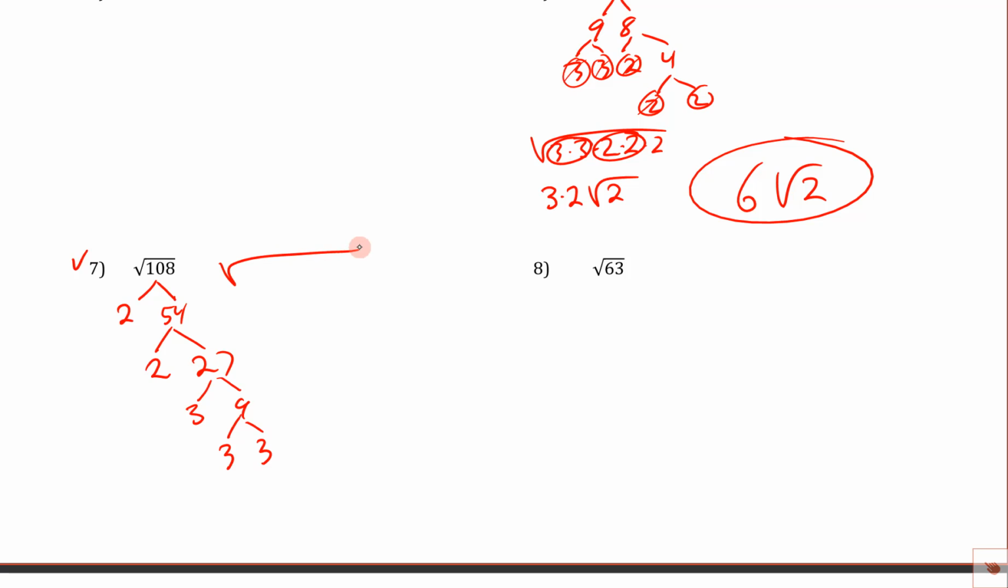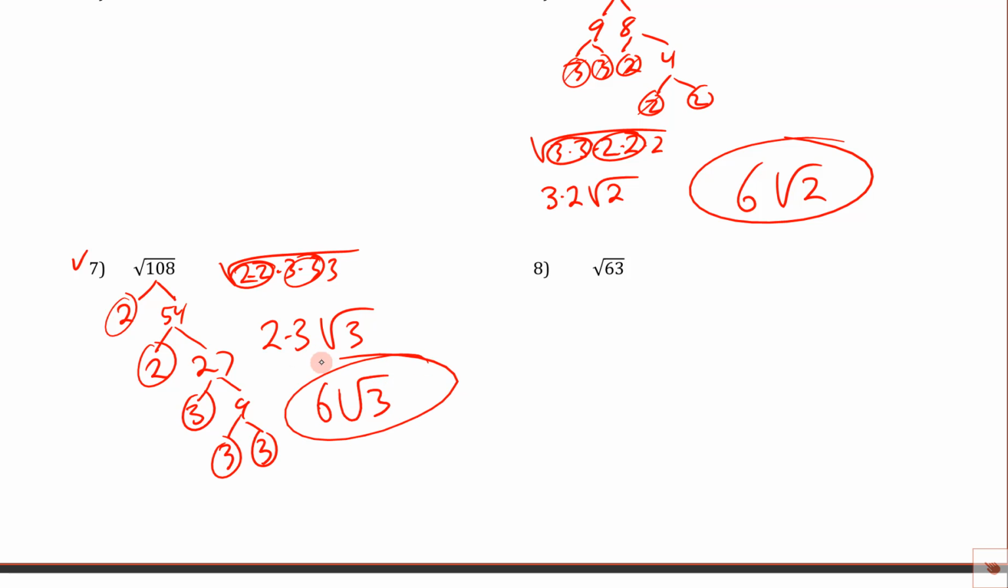So again, this is going to be the square root of a 2, a 3, and a 3. Okay, so make sure we're at the end of each one of those. We've got each one of those represented. So we've got a 2 on the outside from that pair, a 3 on the outside from that pair, and then a 3 stuck underneath because there's nothing to pair it up with. So we end up with 6 radical 3.